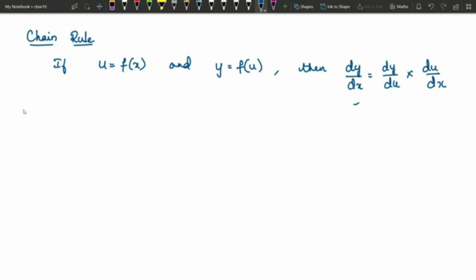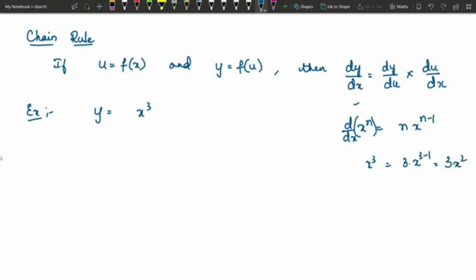Now what is the meaning of this chain rule, or what is this u equals f of x? I will give you an example. Suppose y is equal to x cube. We have a direct formula, right? The derivative of x power n is n into x power n minus 1. Here I have x cube, so 3 into x power 3 minus 1. That way you can write, using the standard formula.